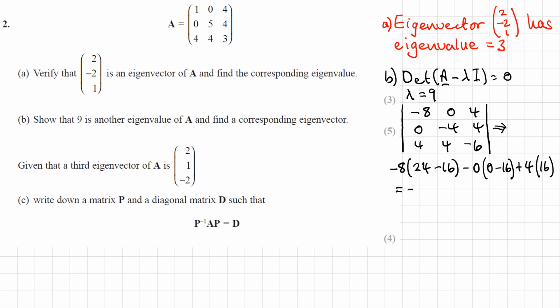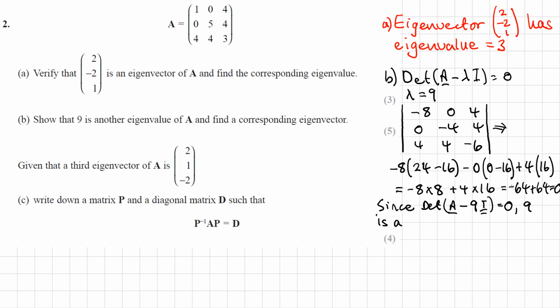Right, now what does this equal? Minus 8 times 8, and then plus 4 times 16. Well, that is just minus 64 plus 64, which is equal to 0. So since the determinant of A minus 9I is equal to 0, 9 is an eigenvalue of A.